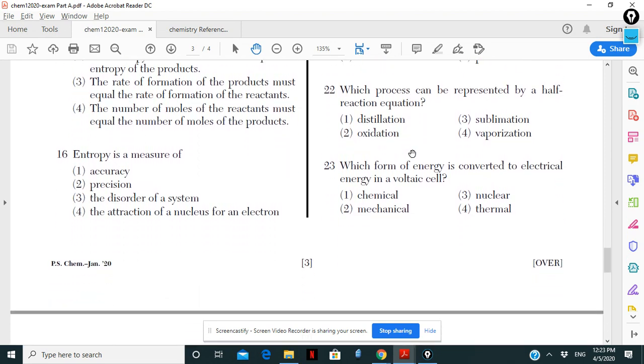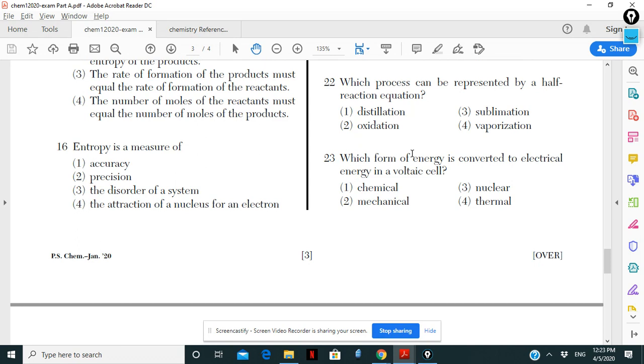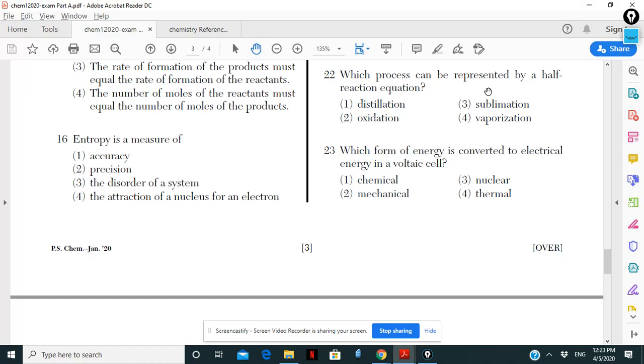Question number 22. Which process can be represented by a half reaction equation? We didn't talk about half reaction equations except in the redox reaction. Distillation? No, that's a physical change. Sublimation, physical change. Vaporization, even physical change. The only reaction here is the oxidation. Even if you don't know, it's common sense because the others are physical properties.